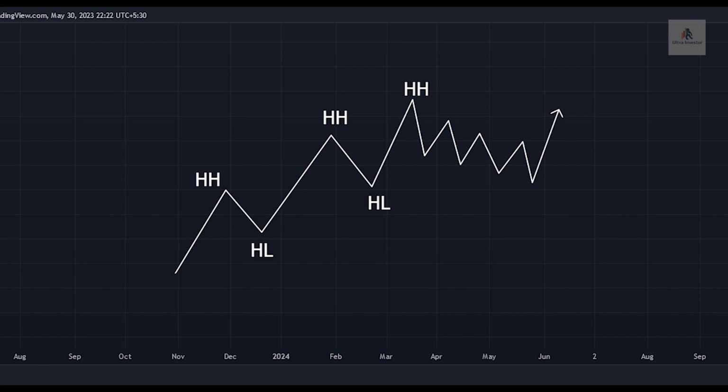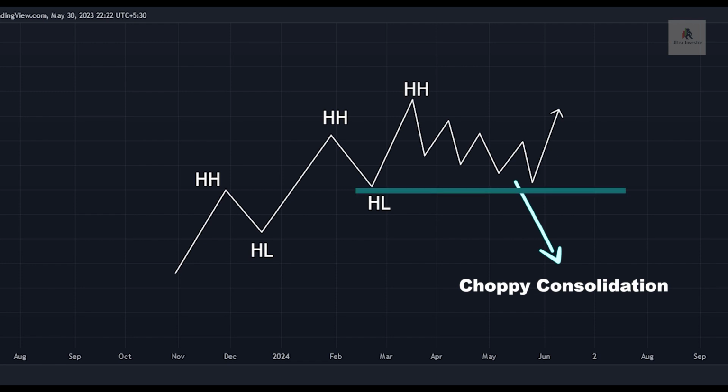In an uptrend, the market makes higher highs and higher lows. But the markets never move clearly like this. It may form some choppy consolidations like this. Now the question comes: are we still in an uptrend? The answer is yes. We are in an uptrend until the price breaks the higher lows and closes below it.